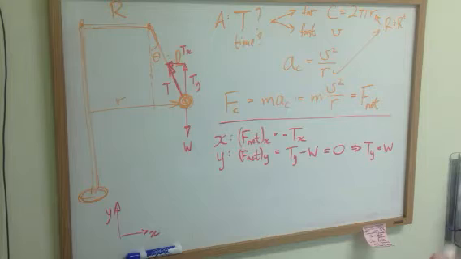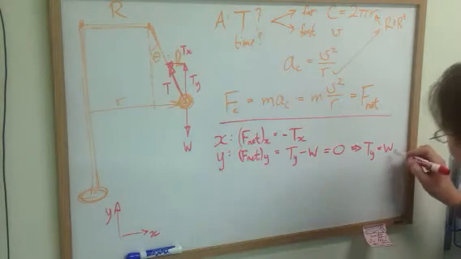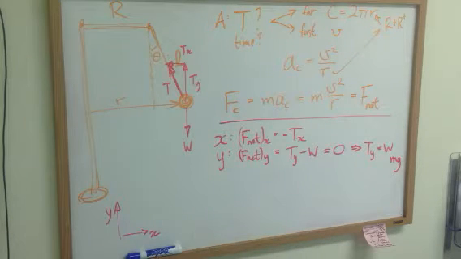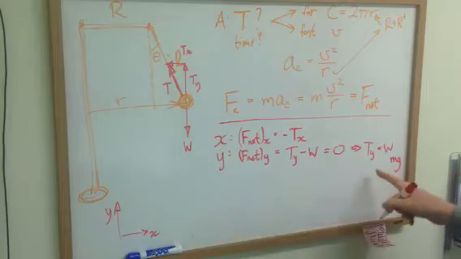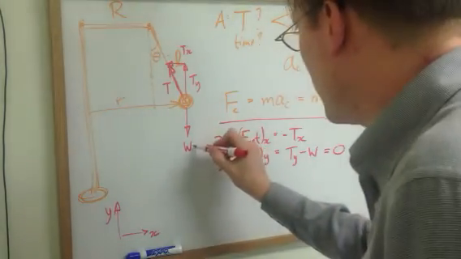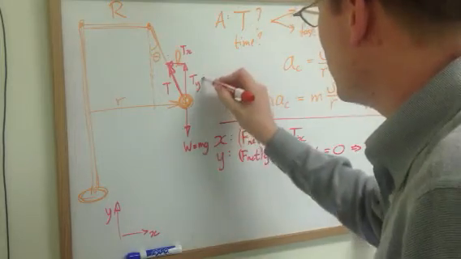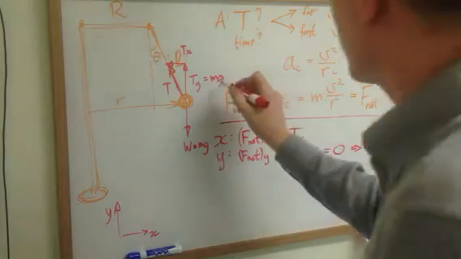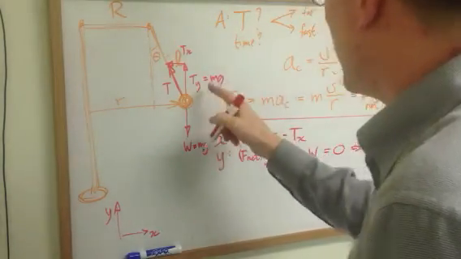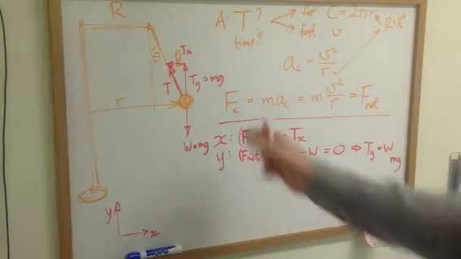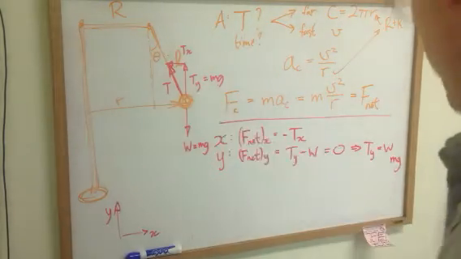Well, I know what the weight is. Weight is equal to mg. And if weight is equal to mg, then that's what Ty is equal to. Weight's equal to mg, so Ty must be equal to mg because they're equal in opposite directions. So now that I know Ty, heck, I think I can find Tx.